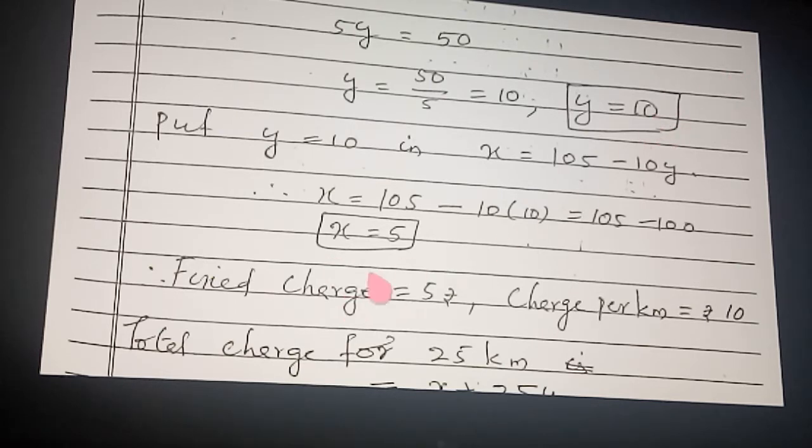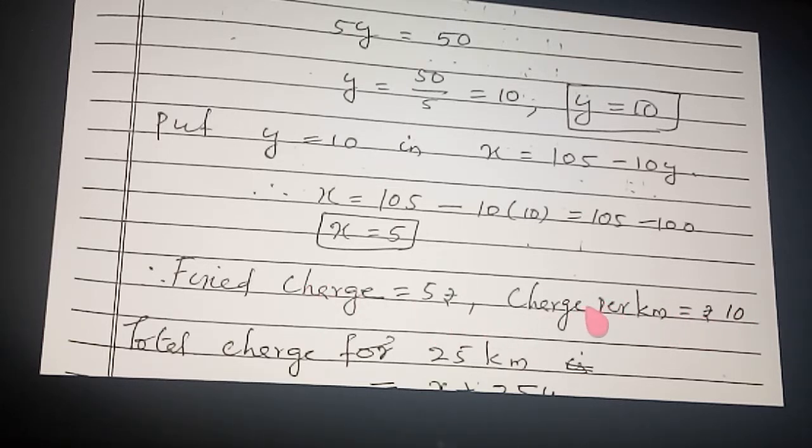Here y value writing, here x value writing, 1 mark will go. So correct properly what you found out, and write it properly in the same way. Fixed charge you supposed as x, so the fixed charge is 5 rupees, and the charge per kilometer you supposed as y. Therefore, charge per kilometer is equal to 10 rupees. And your one answer got.